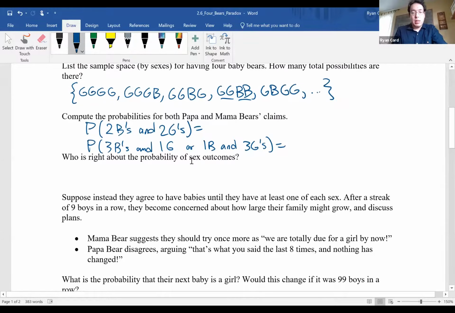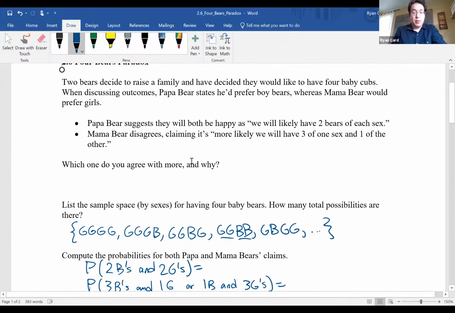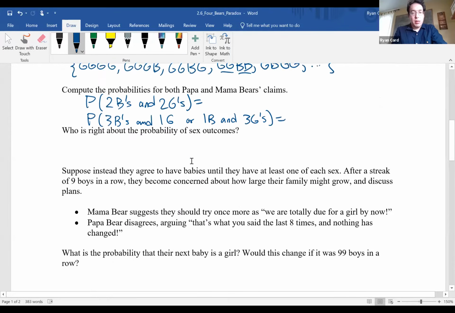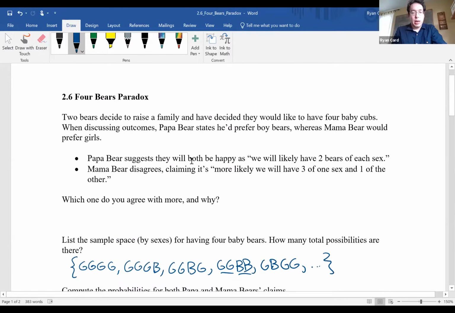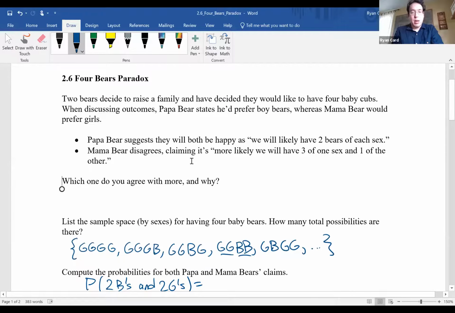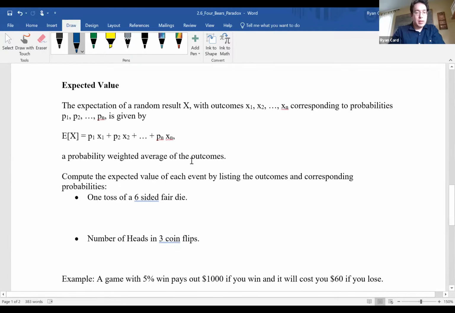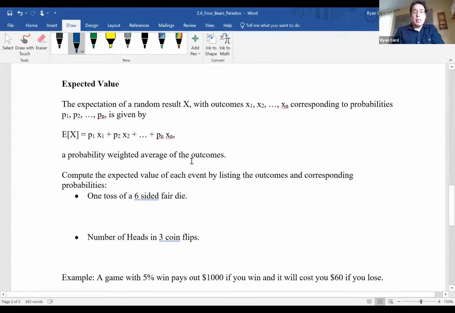So I want you to pause this video and finish the first page. There are a couple more questions about it, but I think you'll work it out. It's about independence. All right, so pause the video and please finish the front side and come back to this video. Okay. All right. So on the back side, we're now going to apply what we learned about expected values. So the average numbers of boy bears and girl bears you might get.